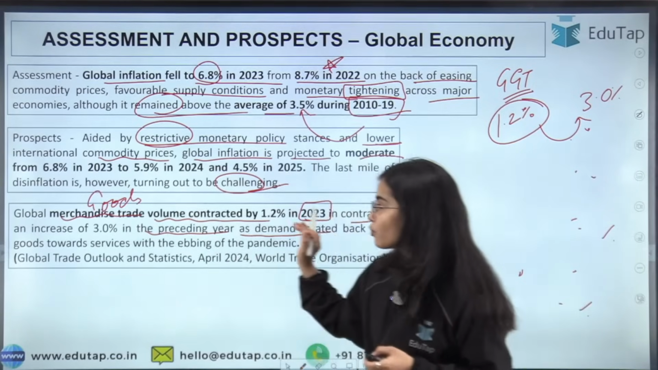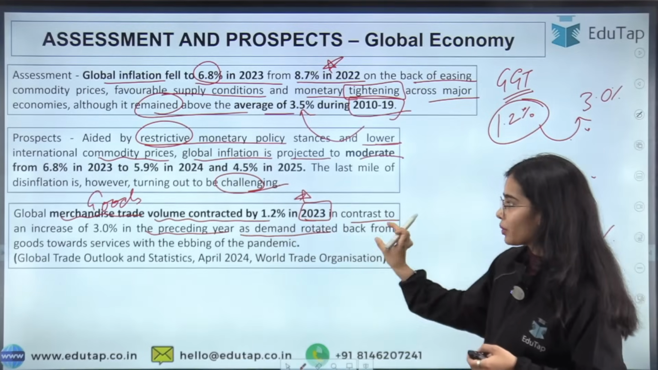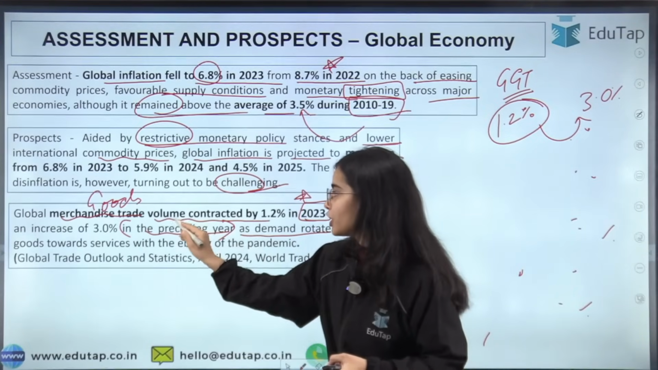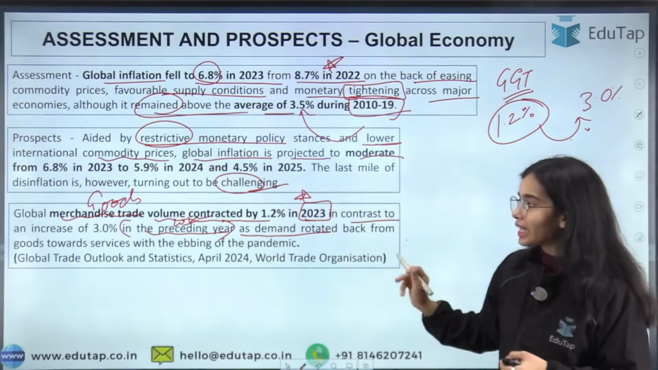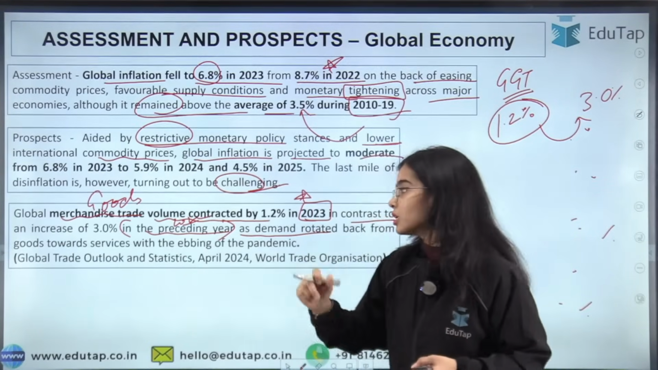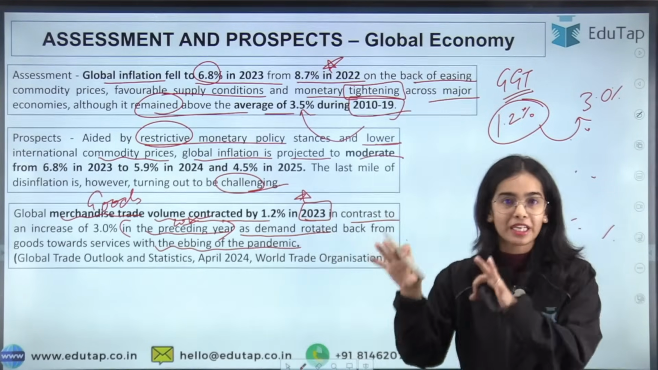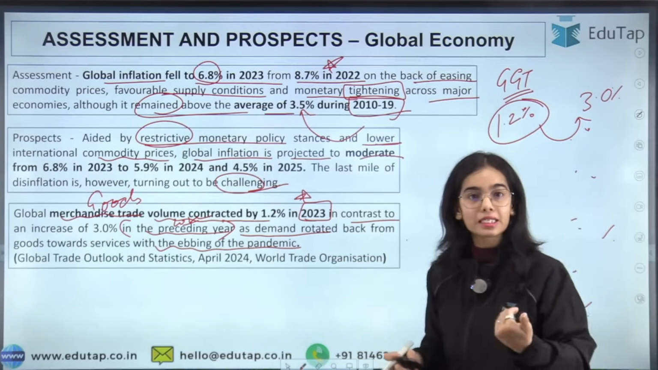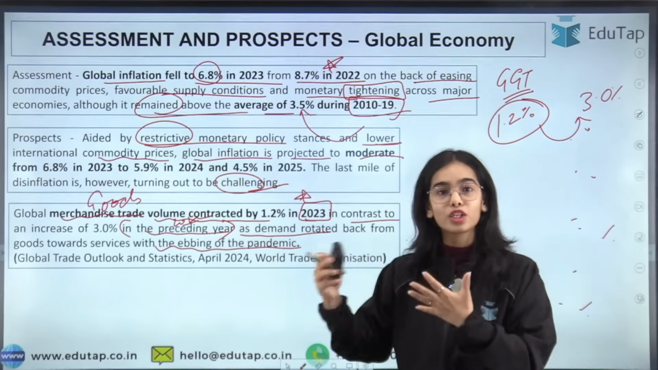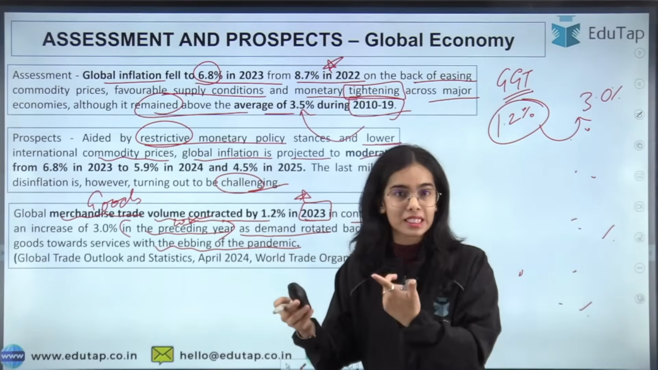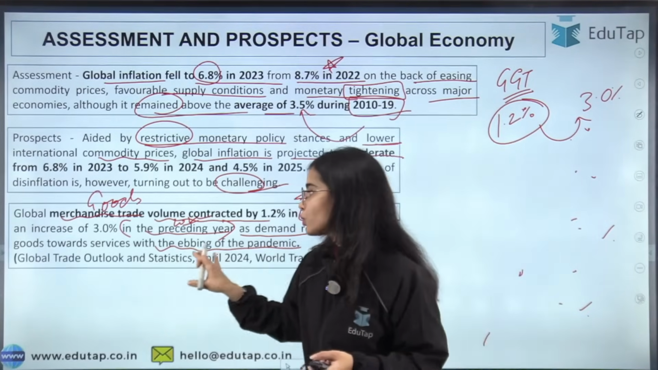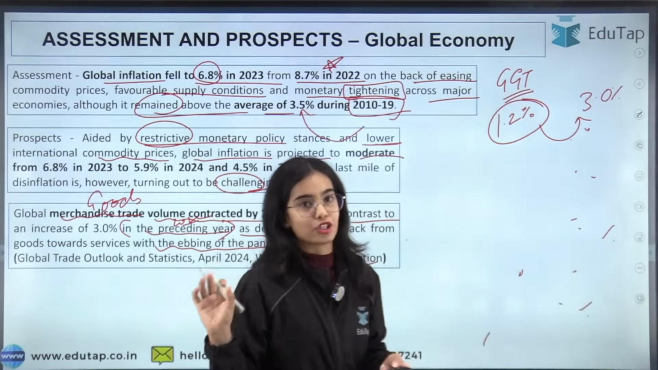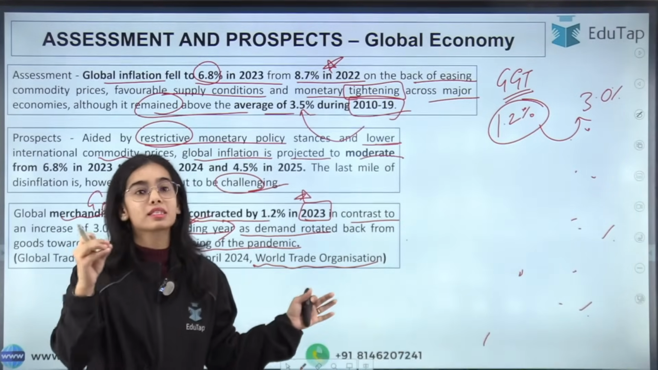Global merchandise trade volume contracted by 1.2% in 2023 in contrast to an increase of 3.0% in the preceding year, 2022. You can see demand rotated back from goods towards services with the ebbing of the pandemic. As the pandemic is going down, production in the countries is increasing for their own domestic purposes. So the trade in goods has gone down, but the trade in services has increased. This is as per the Global Trade Outlook and Statistics, April 2024, the data released by the World Trade Organization. So you can use these points in your answer writing also.